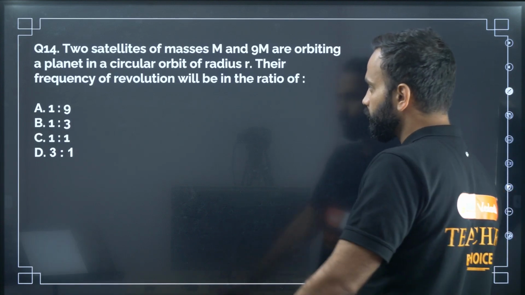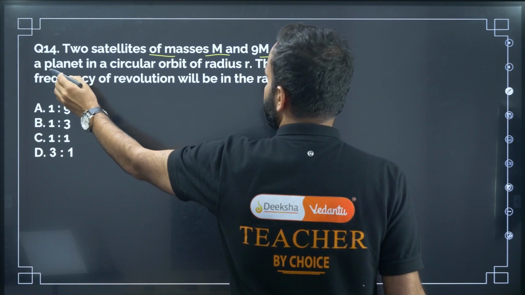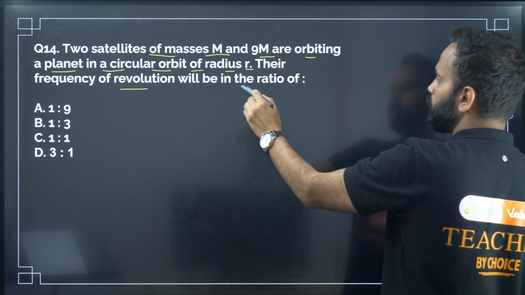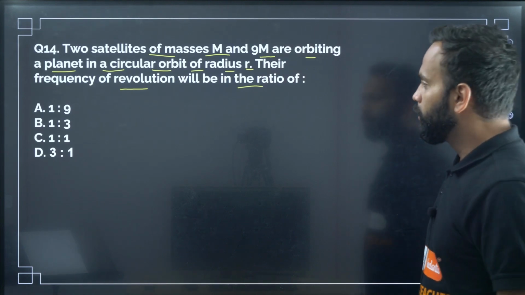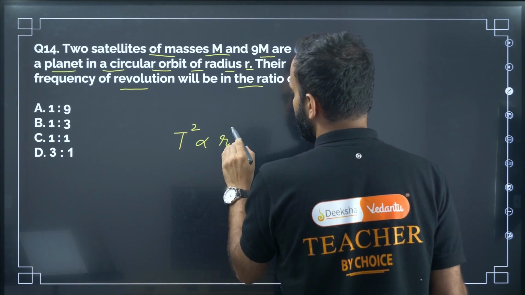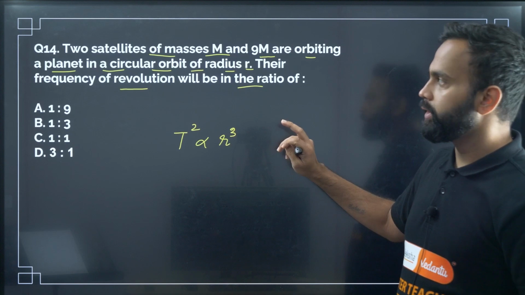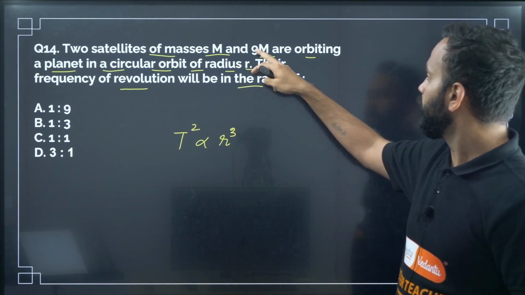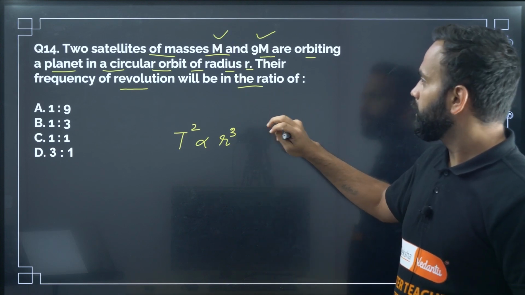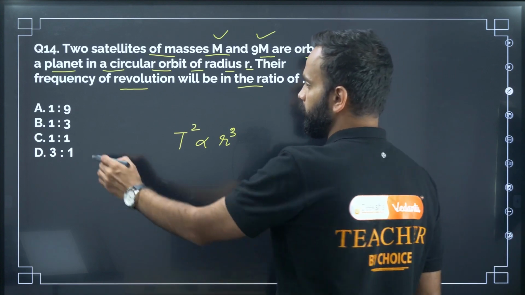Question number 14. Two satellites of masses m and 9m are orbiting a planet in a circular orbit of radius r. Their frequency of revolution will be in the ratio. We know Kepler's third law, T square is directly proportional to r to the power cube. So the time period or frequency of revolution of the satellite does not depend on the mass of the satellite, right? Therefore the frequency of revolution will be in the ratio of 1:1 only. So the correct option is C.